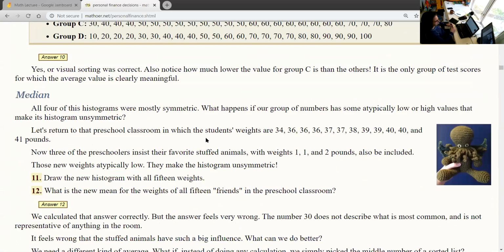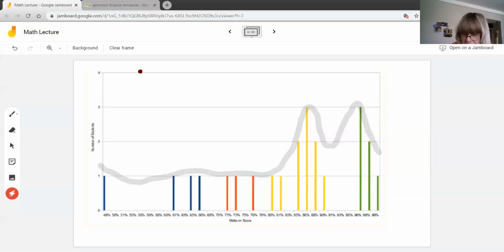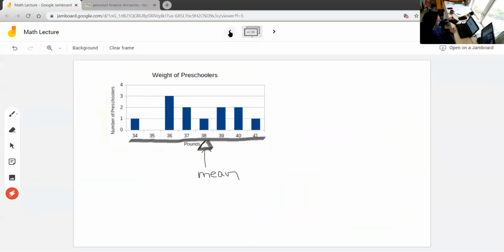Okay, questions on mean before we go on to median? Just a refresher, mean is sum divided by how many? Yes, mean is sum divided by how many.